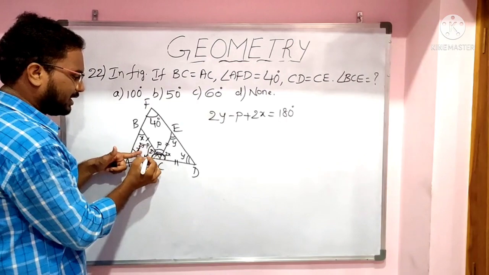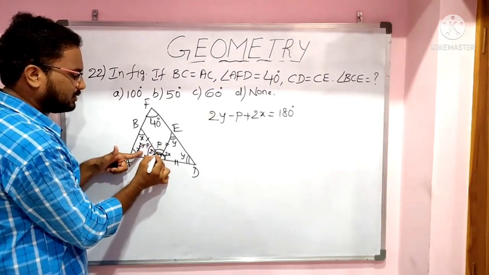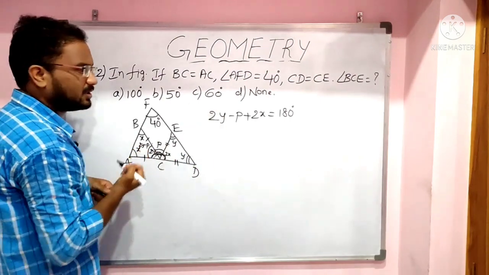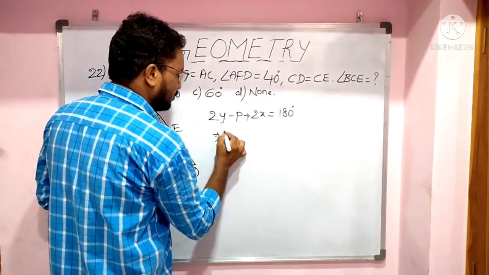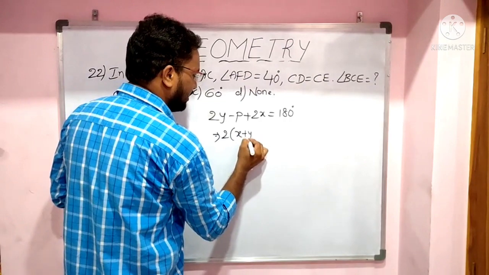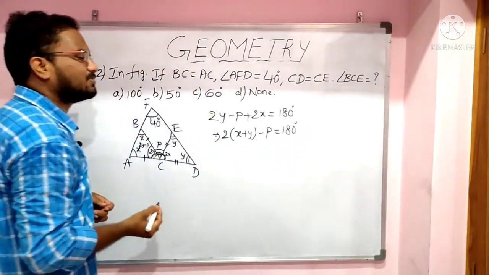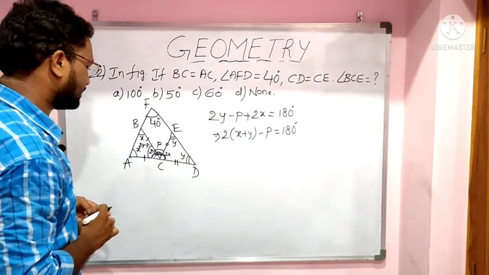Okay. This is 2y minus p and this is 2x. So total 2y minus p plus 2x is equal to 180 degrees. So from this, 2 into x plus y minus p equal to 180 degrees.